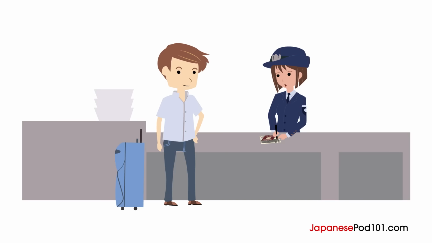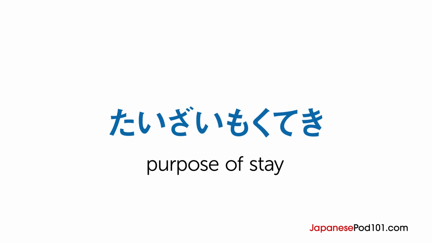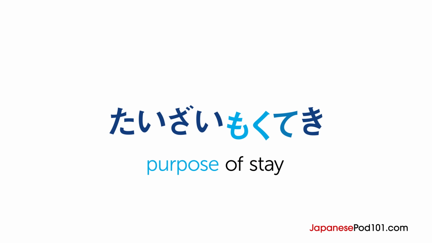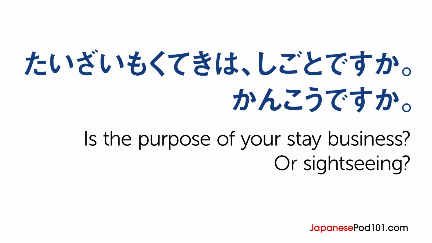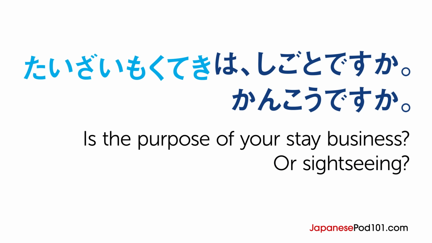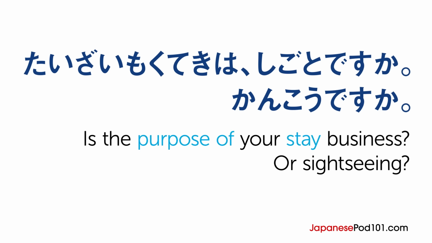Do you remember the third question the immigration officer asked Mark in the scene? 仕事ですか?観光ですか? This question is about Mark's purpose of stay. 滞在目的。 First here is the word for stay. 滞在。 Next is the word for purpose. 目的。 Together, they mean purpose of stay. 滞在目的。 So an extended version of the immigration officer's question would be, is the purpose of your stay business or sightseeing? 滞在目的は仕事ですか?観光ですか?